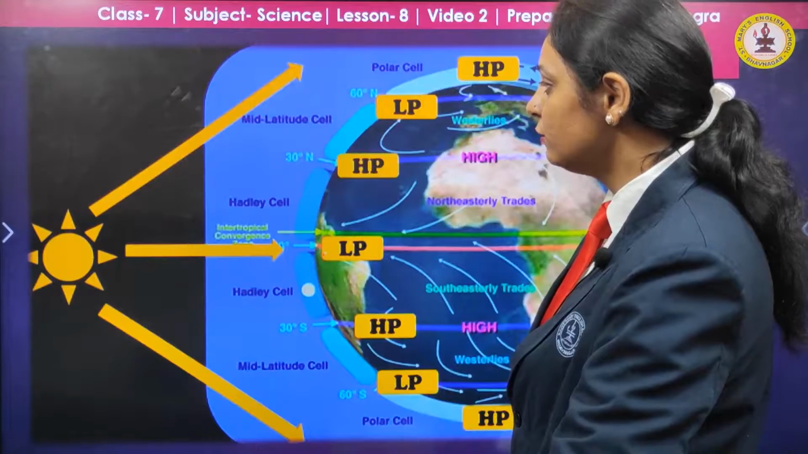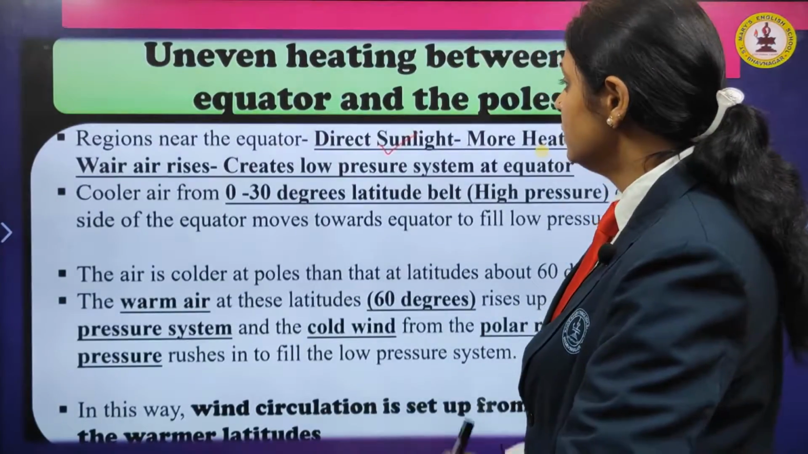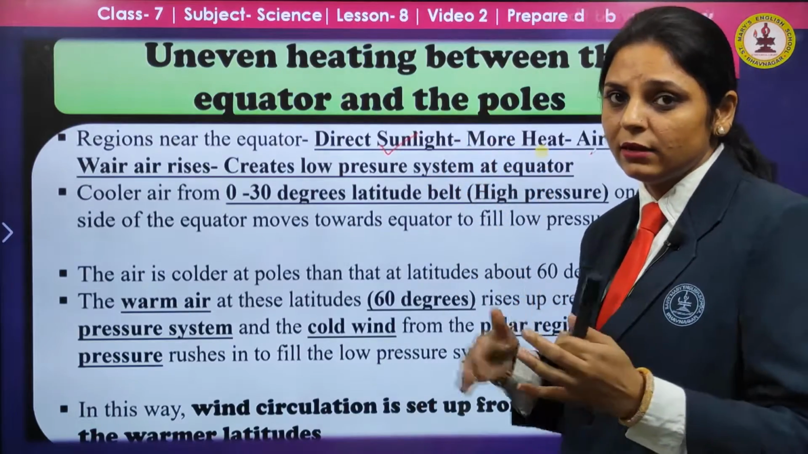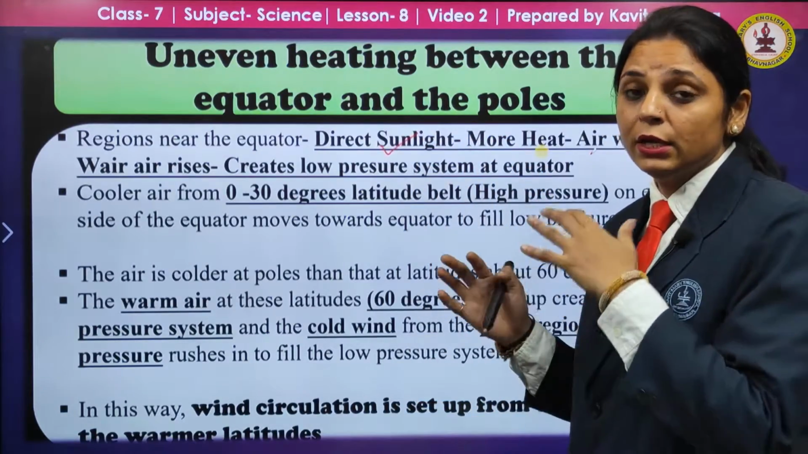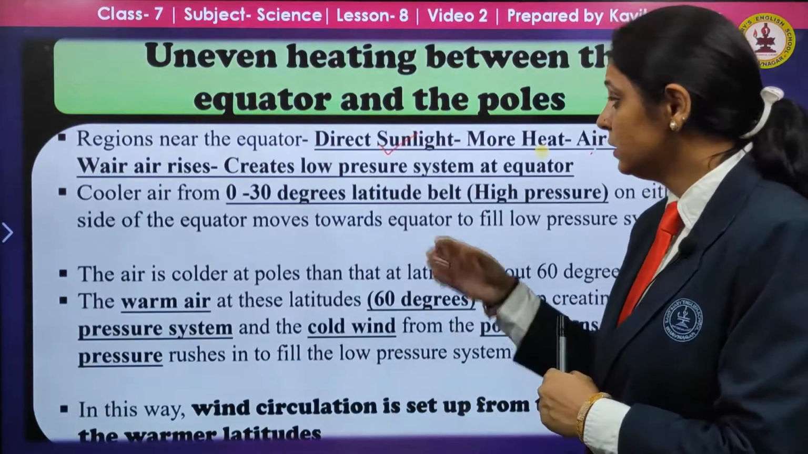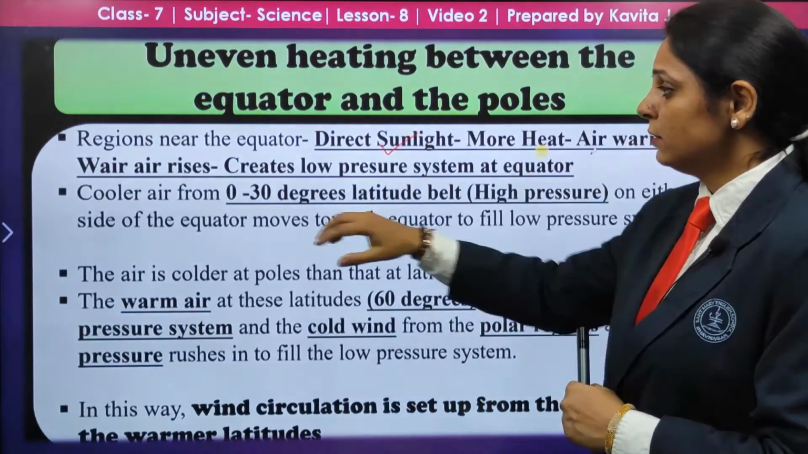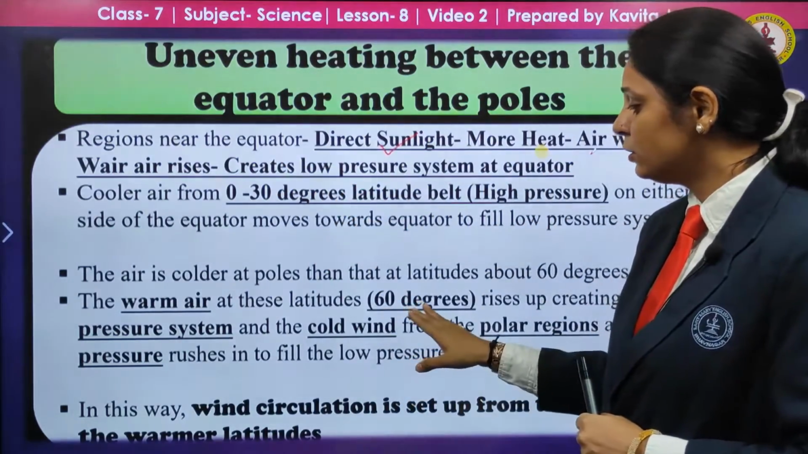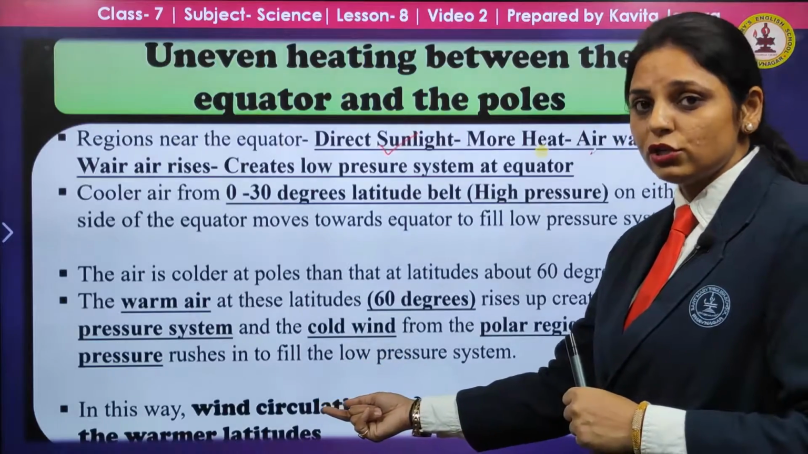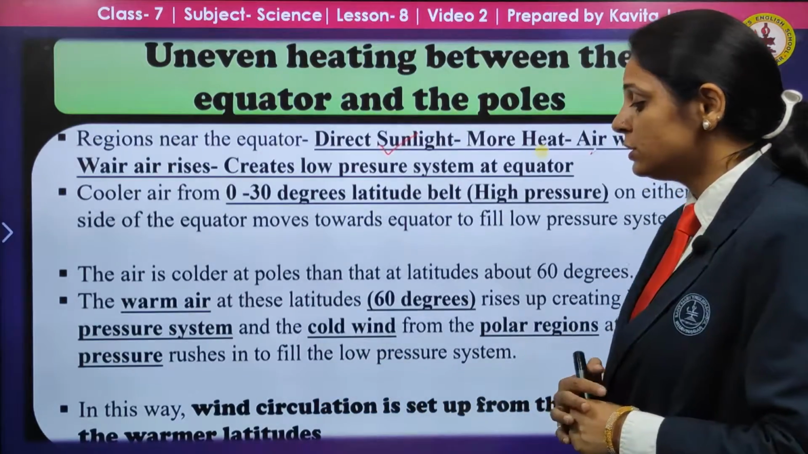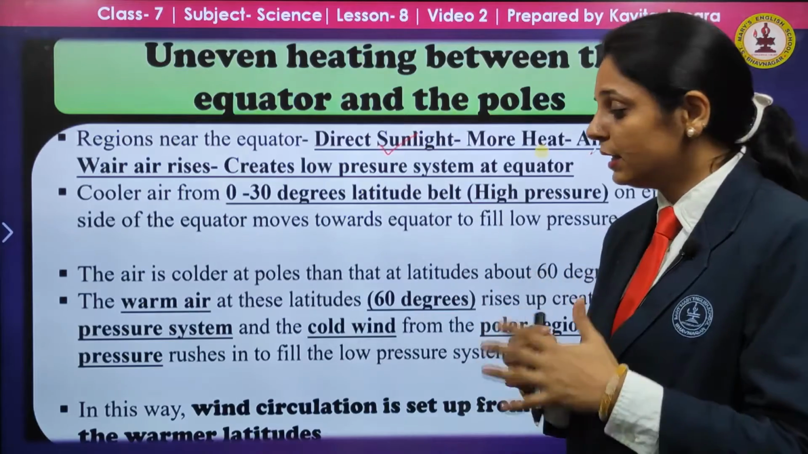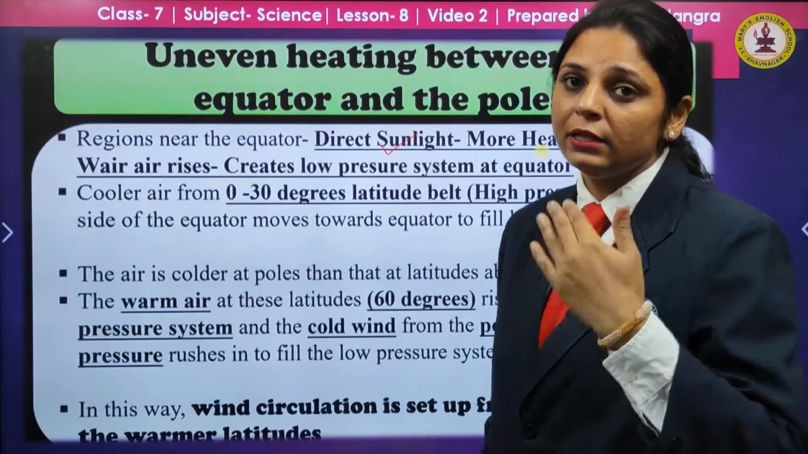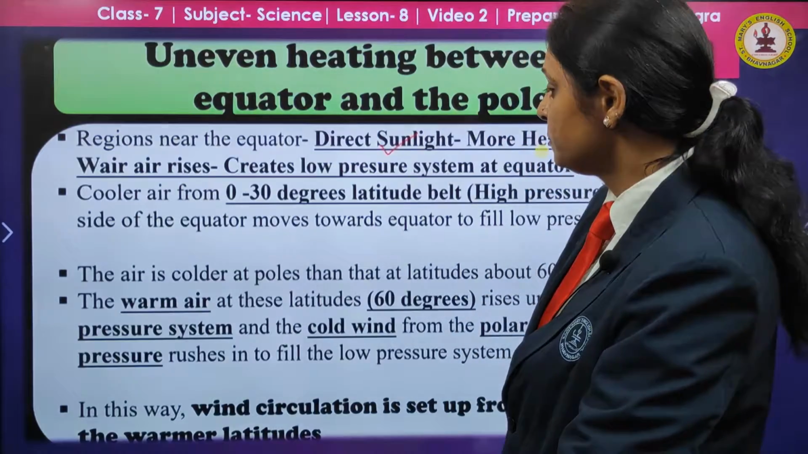This is the reason for the flow: uneven heating between the equator and the poles. As I said, it is written here point by point, you can pause the video and read all the things. Direct sunlight, more heat, this will rise and create a low pressure, and this is between 0 to 30 degrees and also around 60 degrees. This circulation of wind is set up between the pole and the equator, creating a warmer temperature by latitude, the pressure difference, and the flow of winds starts.